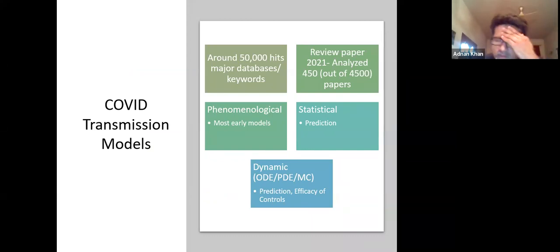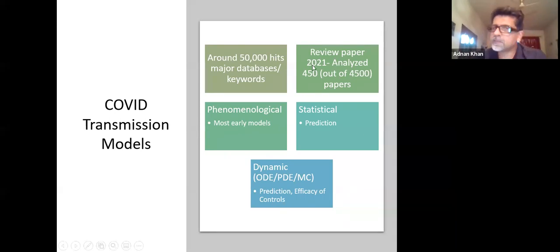So I looked at COVID models, and you look at the major journal databases, and people did that. I did it on Google. You get a few 100,000 hits, right? But if you type COVID transmission models, mathematical models of COVID transmission, and look at the major databases with journal articles, you get around 50,000 hits.